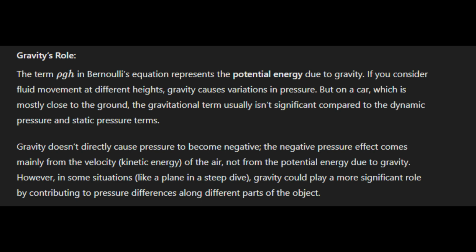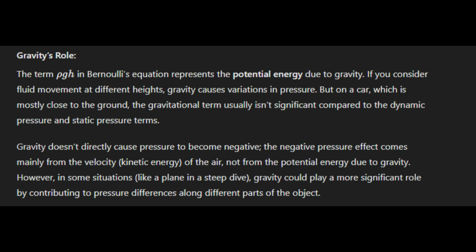What is ambient pressure? Ambient pressure is simply the pressure of the surrounding environment, in this case, the pressure of the air outside the vehicle. It's the baseline pressure that exists at a given location. At sea level, the ambient pressure is typically about 101.3 kilopascals, or 1 atmosphere, atm. When we talk about the pressure dropping relative to ambient pressure, we mean that the pressure around certain parts of the vehicle is lower than the atmospheric pressure outside the vehicle.